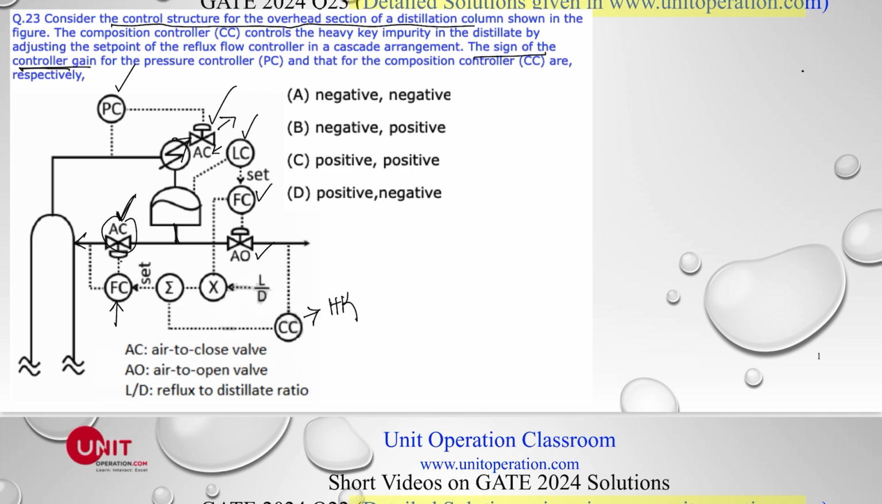Let us say the pressure increases. First let's look into this pressure controller here. If the pressure increases, we know the relative volatility of course decreases. That means the heavy key concentration in the overhead vapor increases. So naturally the temperature will increase. And what we want to do is of course reduce the pressure, right? That would be our goal. So how does it happen? As the pressure increases, we know the error, which is normally the set point minus the measured value of the process variable.